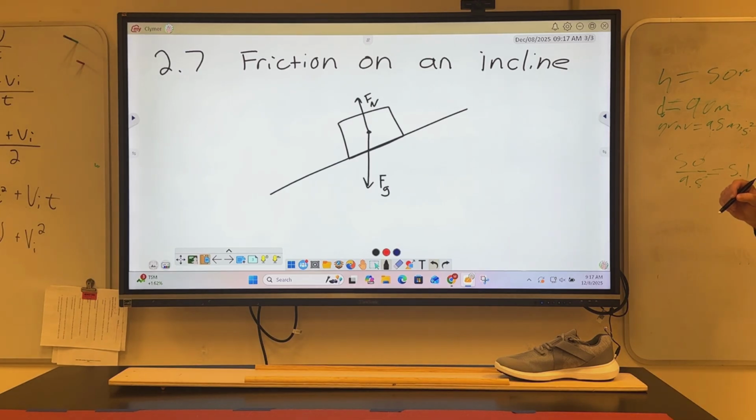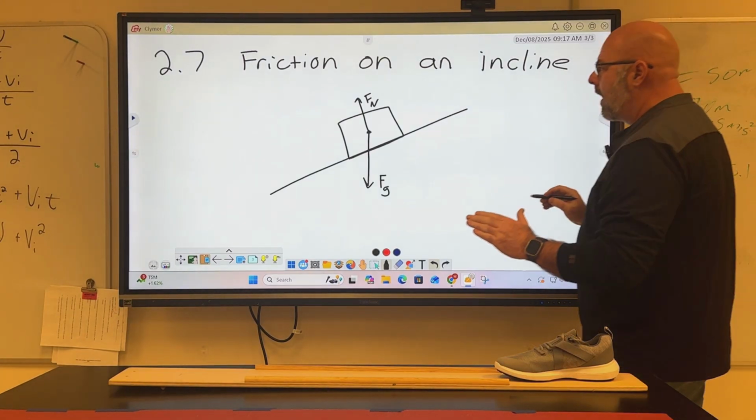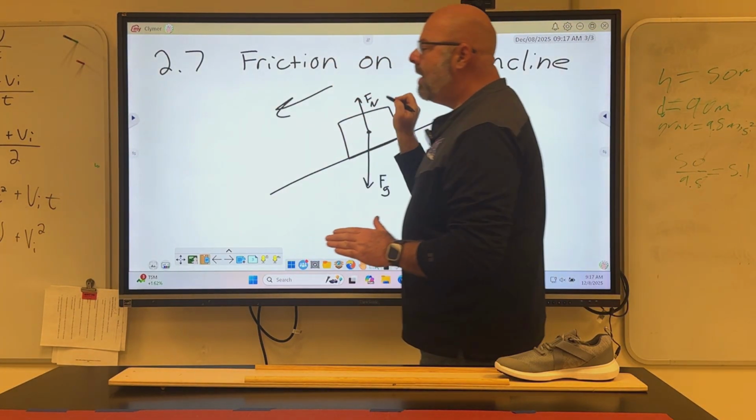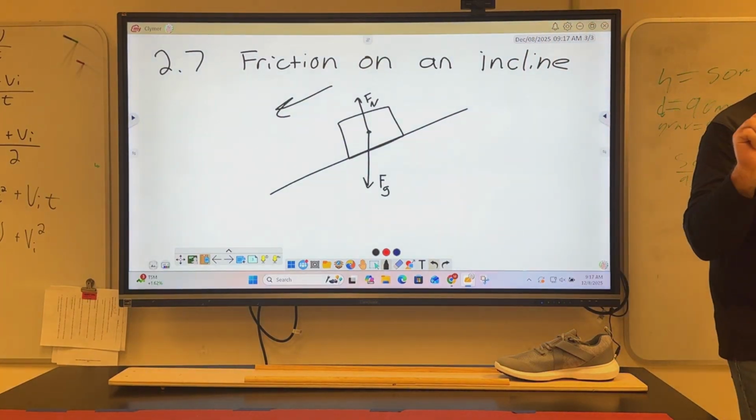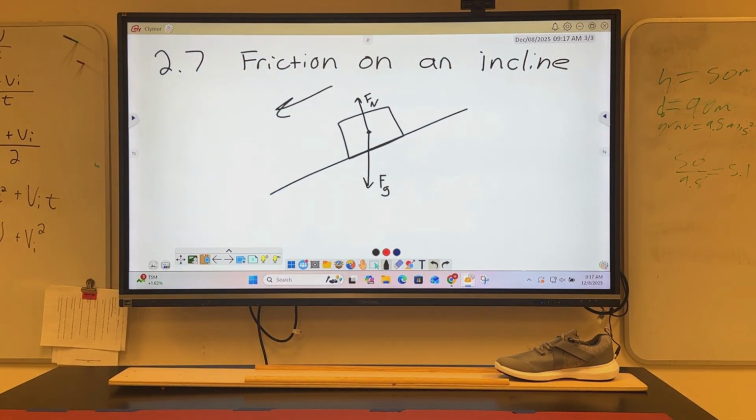Because it opposes motion, but it's kind of interesting to say here, what would the motion be if this were to move? What direction would it move? Down the ramp, right? So I'm not going to draw this motion on my free body diagram because on the free body diagram, all we want to see is forces.